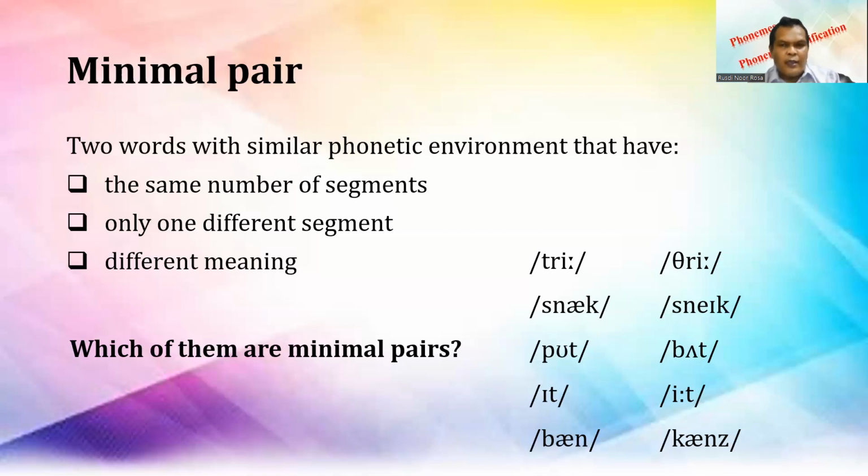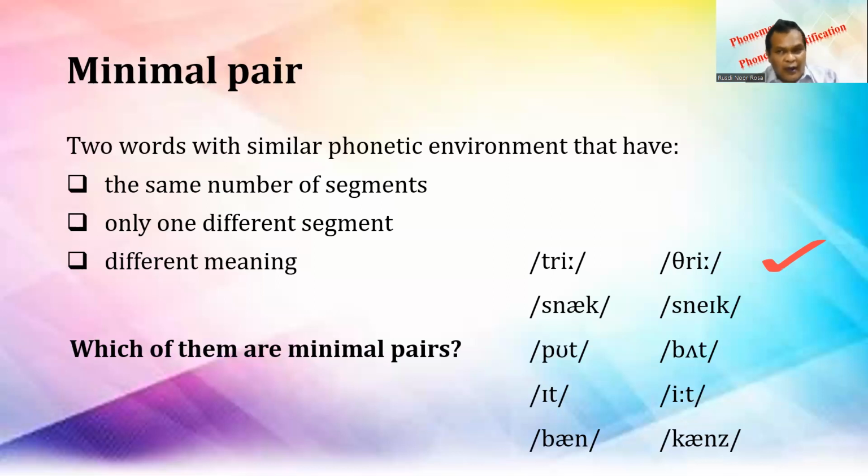Now let's decide whether t and th are phonemes. How? By looking at the meaning of these two words. Do they have different meaning? Yes. If yes, so we can say that t and th are phonemes, or in other words, tree and three are a minimal pair. Okay, the second one, snack and snake.